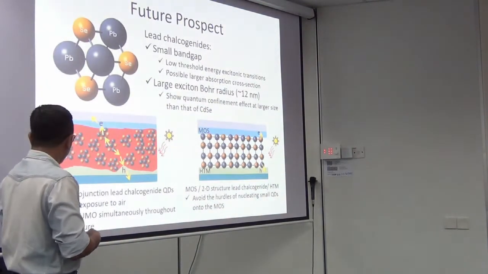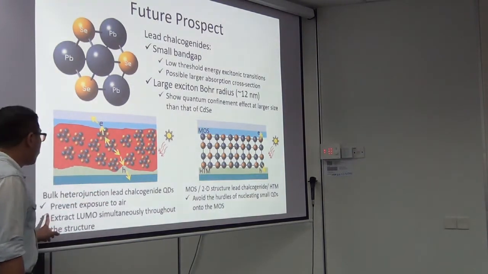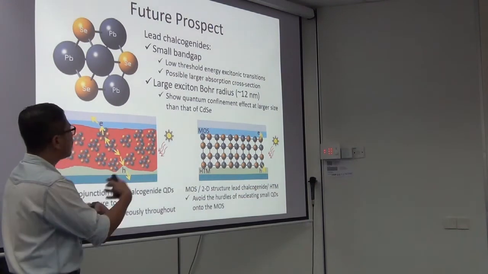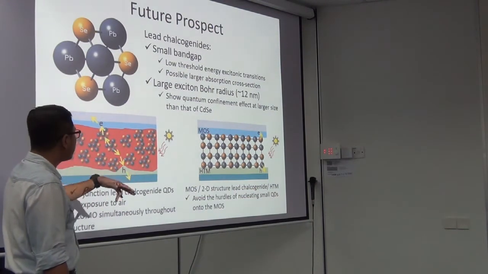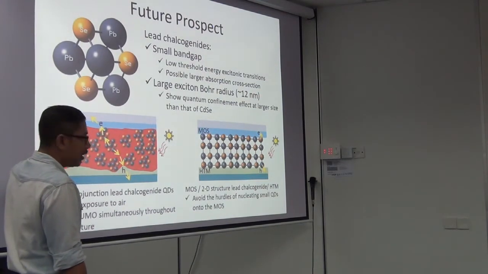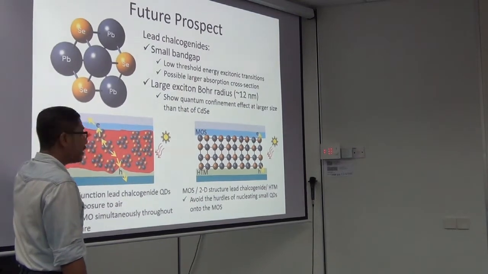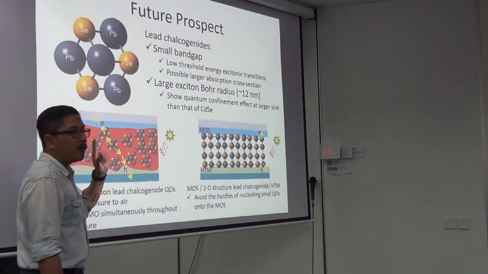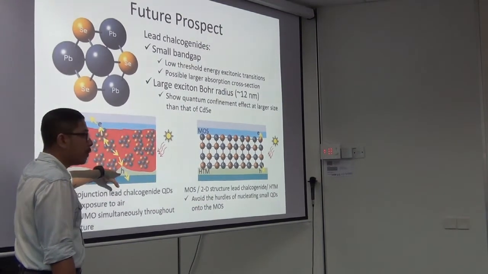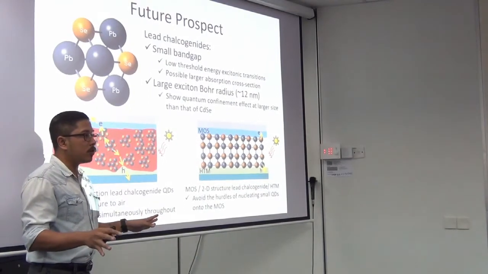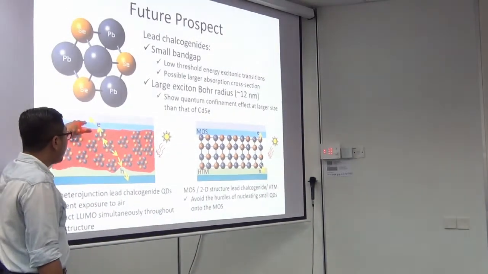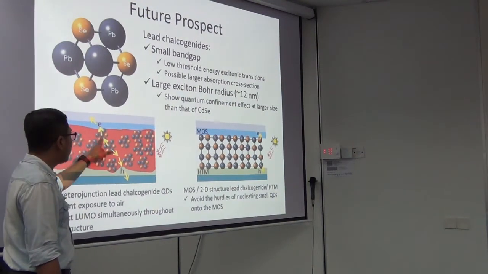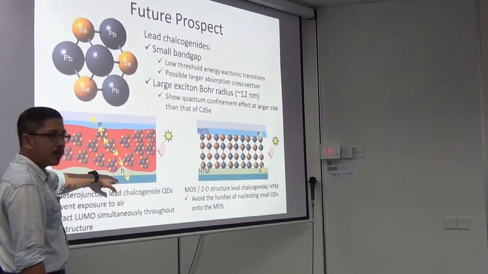So what can we do? Now we could try bulk heterojunction lead chalcogenide quantum dots to prevent exposure to air and to extract the LUMO electrons simultaneously throughout the structure. We mix the PbSe, PbS, PbTe using materials which only permit electrons to flow out this way, and this material over here only permits holes to flow out this way. Remember the photovoltaic principle: we need to separate the excited state electron from the hole by any technique that you could do. This is one technique, bulk heterojunction. The top layer only extracts electrons, the bottom layer only extracts holes, and then we get a separation of the charge carriers.